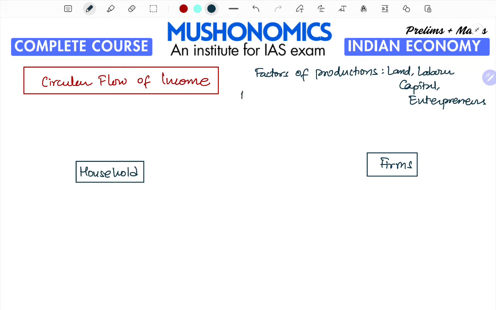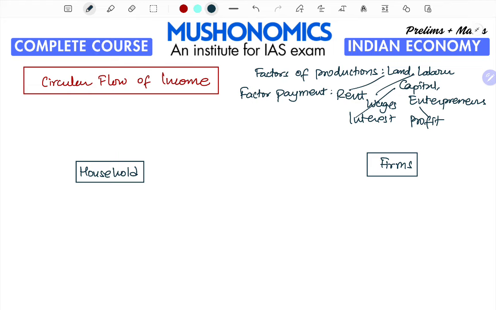We also talked about factor payments. So what we get in response to land, labor, capital, etc. In response to land we get rent, in response to labor we get wages, in response to capital we get interest, and in response to entrepreneurship we get what? A profit. We have already discussed this, that's why I'm not elaborating, just to revise. Now let's understand this circular flow of income.